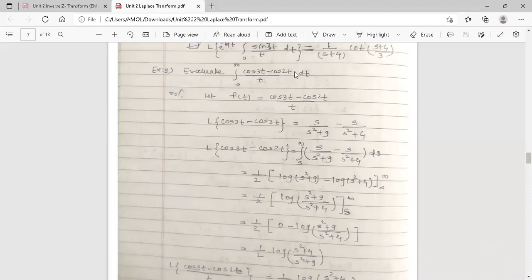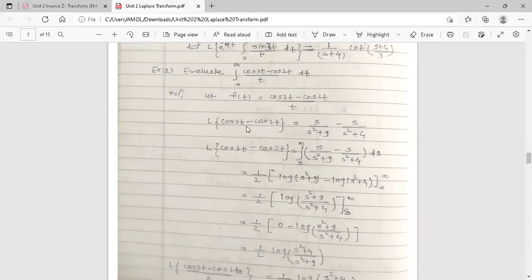You assume that when limits are 0 to infinity, in that case, the function inside the integral is f of t. Cos 3t minus cos 2t upon t is the function. Now you first find the Laplace transform of cos 3t minus cos 2t. What is the Laplace transform of cos 3t? It is s upon s square plus 9, minus, what is the Laplace transform of cos 2t? It is s upon s square plus 4.